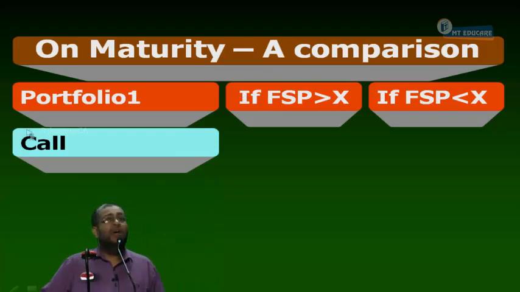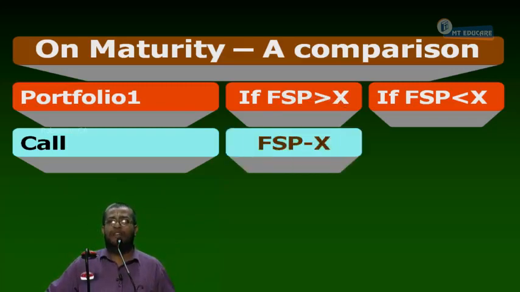So on the maturity date, what is the worth of the call? Worth is nothing but benefit. On the maturity date, what is the worth of the call here? The call gives me a right to buy at the strike price a share worth FSP. So what I get is FSP, and what I give is the strike price. So the call gives me a value, a benefit, of FSP minus X.